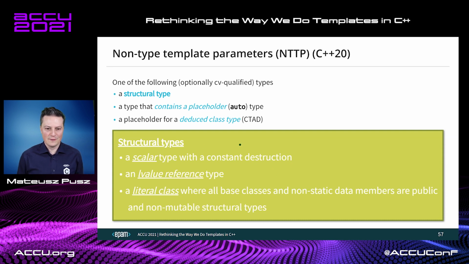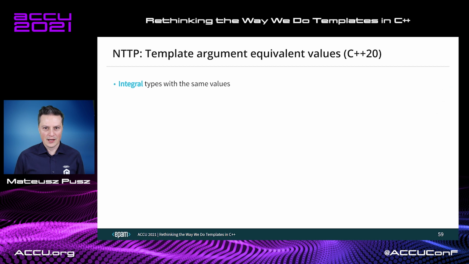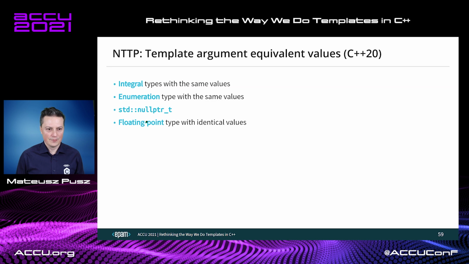Having such a wide definition of non-type template parameters, we have to find out what it means for two values to be equivalent for template instantiation, right? If you specialize a template with two values, you want to make sure if this is the same specialization or maybe a different specialization. So you have to be able to compare those values somehow. And for this, we introduced a term called template-argument-equivalent. Template-argument-equivalent values are values of integral types, which was always the case for NTTPs, and enumeration, which was always the case, null pointer, but here's something new.